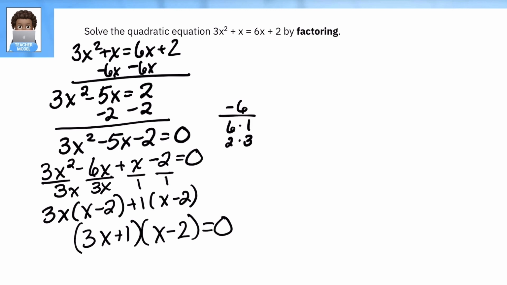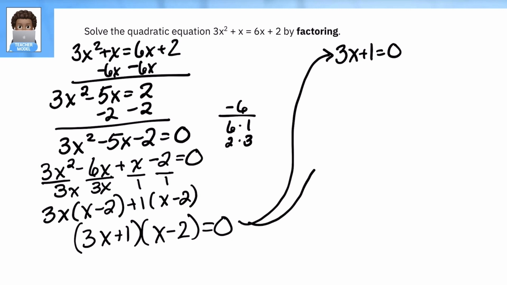So let's pause there for a second because we've just done a lot. We've set it up into standard form. We've then factored, did a lot of factor by grouping to get to this point. So now that I have 2 factors, we're going to get to our zero product property. We're going to have our 2 equations. 3x plus 1 is equal to 0. And our second one, x minus 2 is equal to 0. And at this point, we know how to solve these.